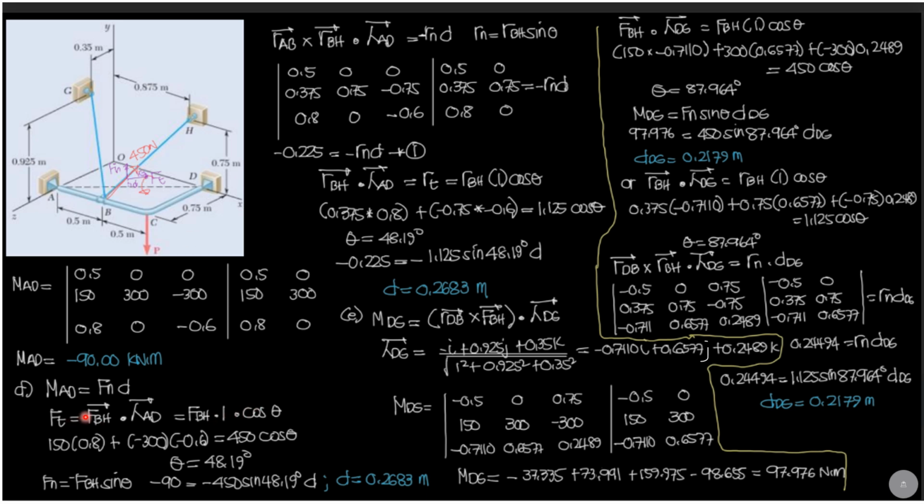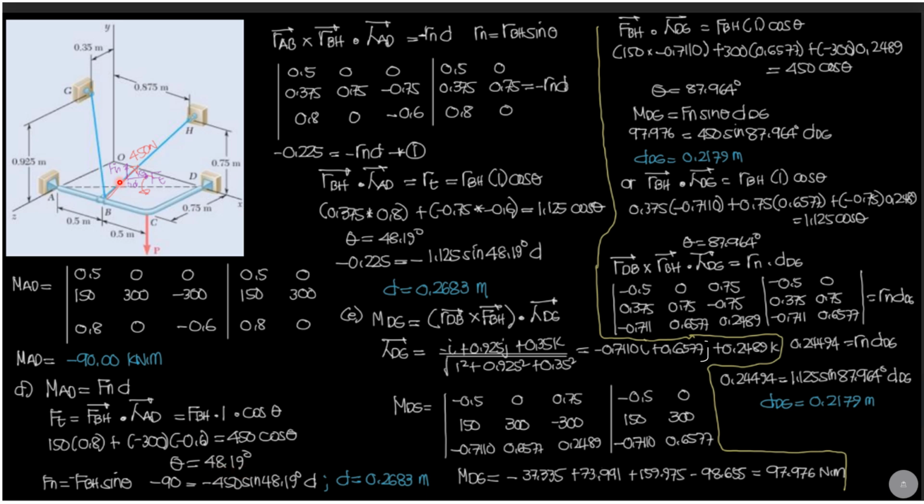So FBH dot lambda AD, the components of FBH are 150i, 300j, negative 300k, and the lambda of AD is 0.8i, 0j, negative 0.6k. So therefore it is 150 times 0.8 plus negative 300 times negative 0.6 equals magnitude of FBH, 450 newtons, times cosine of the angle between them. So solving for the angle between them, it is 48.19 degrees.